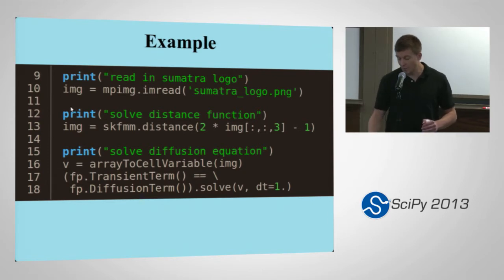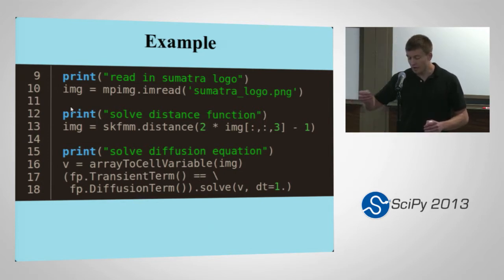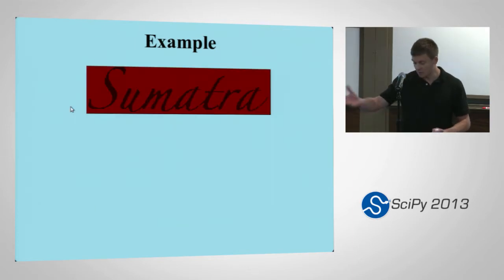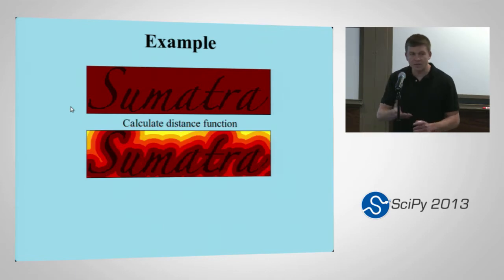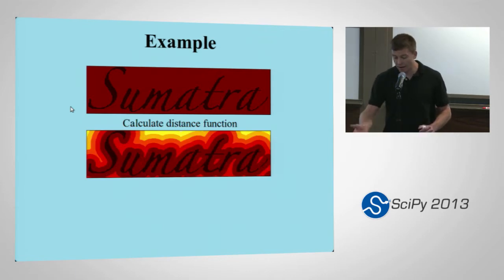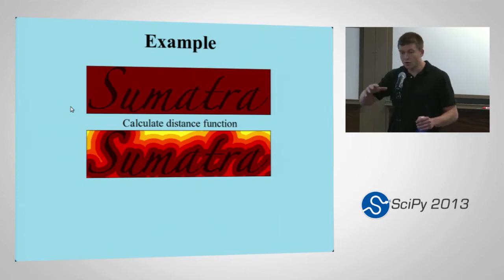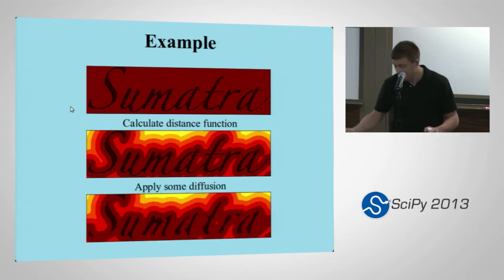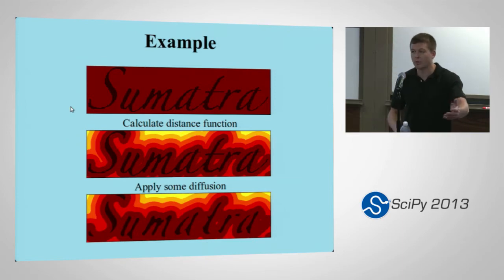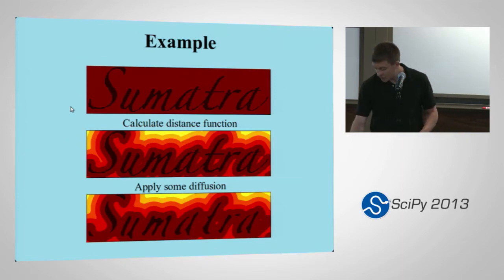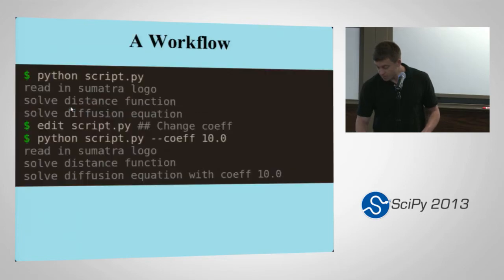I render the img array to a FiPy variable, and then I solve the equation. And so if you do that, you read in the image, you get the Sumatra logo. I solve a distance function on that logo, and I get equidistance contours away from the lettering, and I solve a diffusion problem. So this is just a toy problem, okay, to motivate the use of Sumatra.